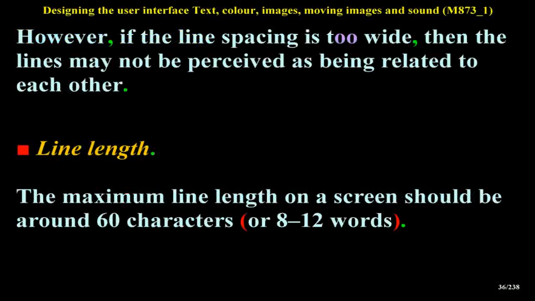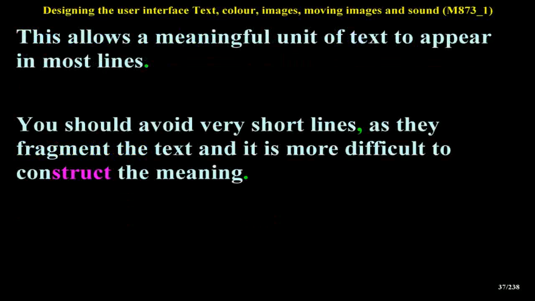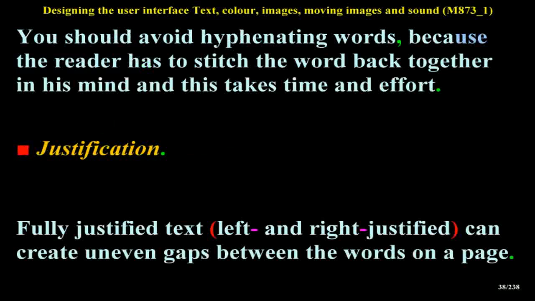Line length. The maximum line length on a screen should be around 60 characters or 8 to 12 words. This allows a meaningful unit of text to appear in most lines. You should avoid very short lines, as they fragment the text and it is more difficult to construct the meaning. You should avoid hyphenating words, because the reader has to stitch the word back together in his mind and this takes time and effort.